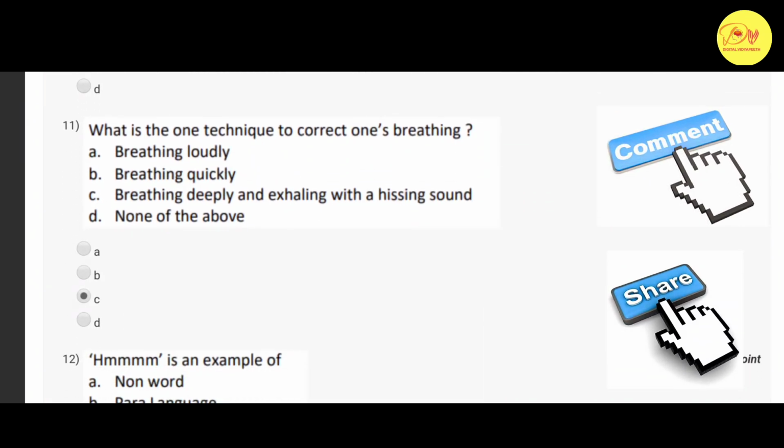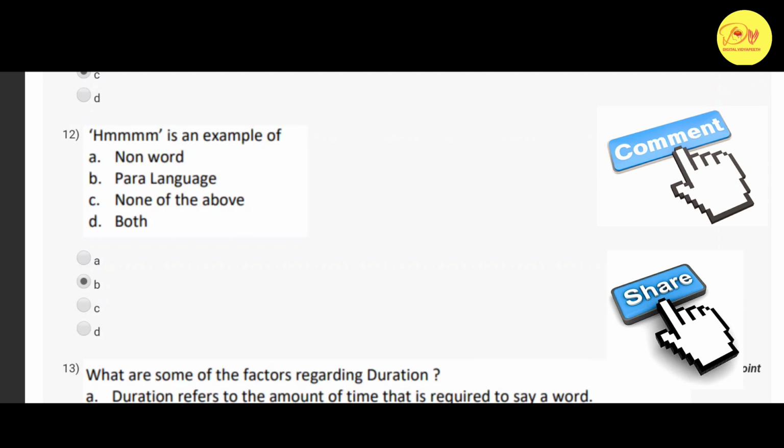11th question, what is the one technique to correct one's breathing? Correct option is C, breathing deeply and exhaling with a hissing sound. Our 12th question, is an example of. Correct option is B, paralanguage.